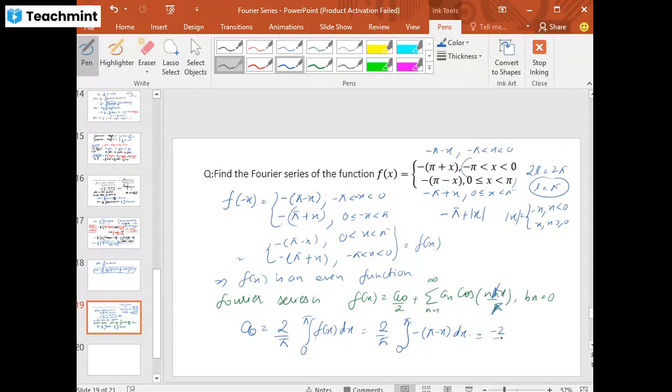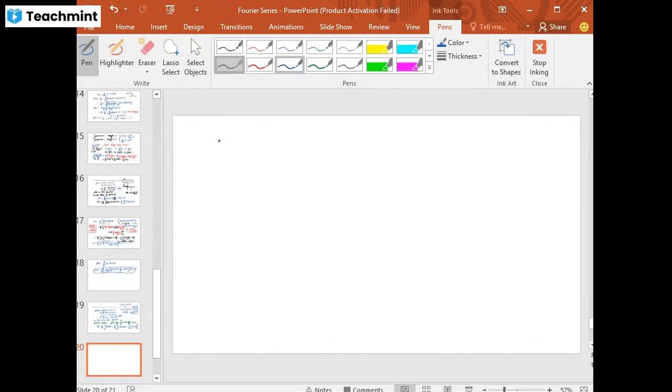So minus 2 upon pi common. If we separate the term, then the integral of pi is pi x, integral of x is x squared by 2 in the interval 0 to pi. So from here, we can get the value of a naught as minus of 2 upon pi, pi x minus x squared by 2 in the interval 0 to pi.